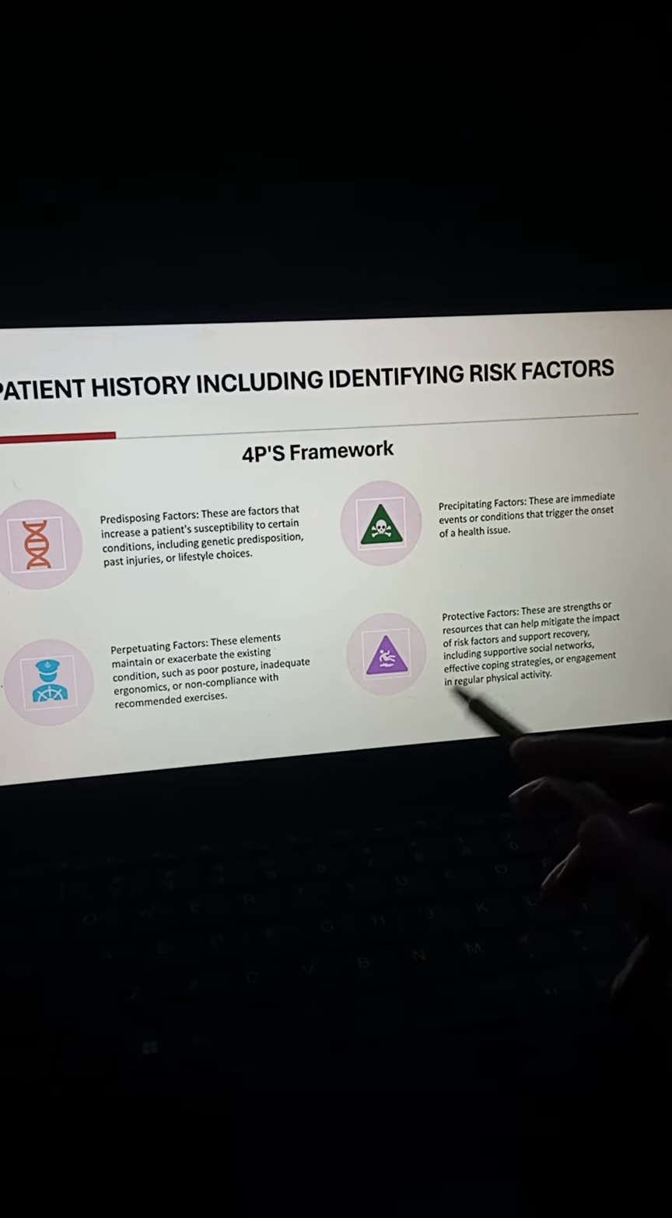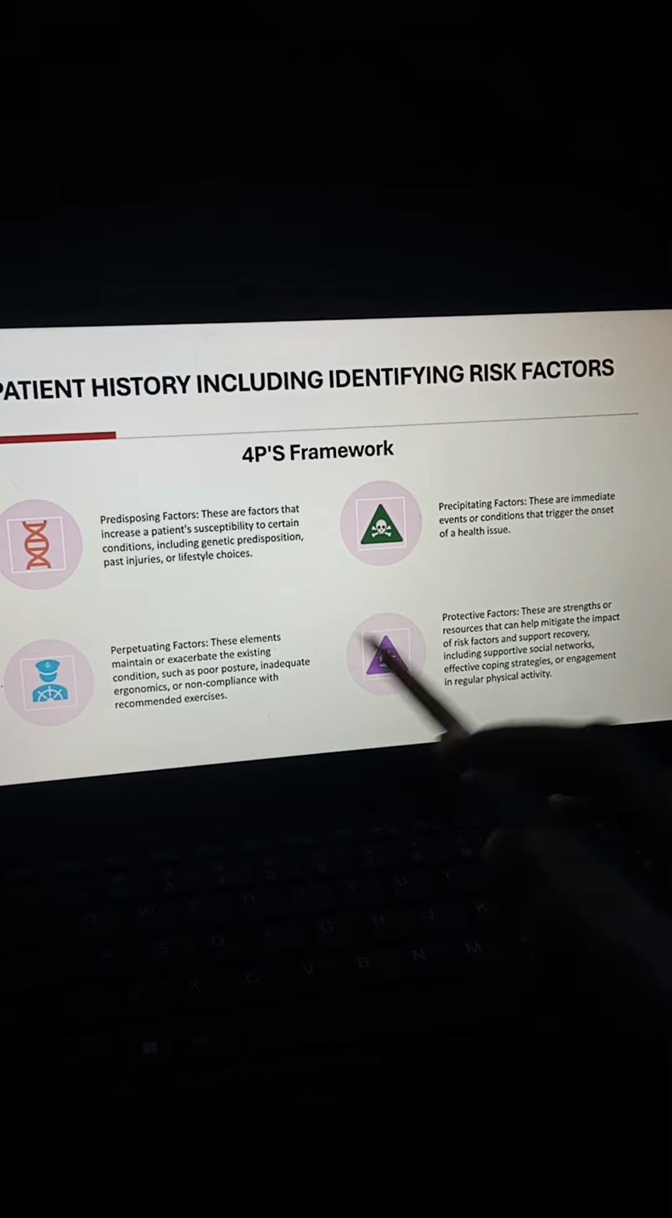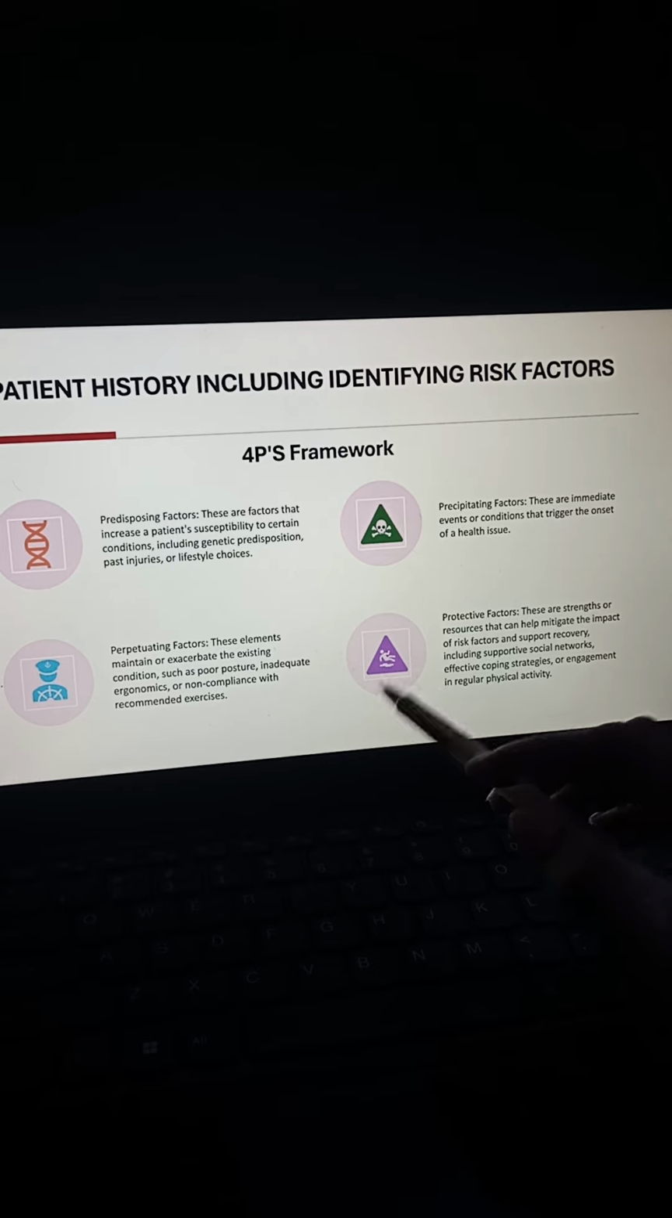The first is a predisposing factor. Predisposing factors are the factors that make a patient susceptible to a certain condition. For example, if the patient's family has a condition, when we talk about diabetes, if the patient's family member has any history of diabetes, then it may be a predisposing factor for the patient.